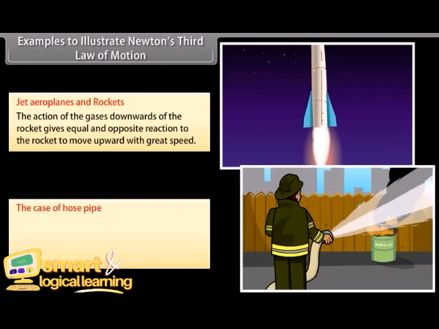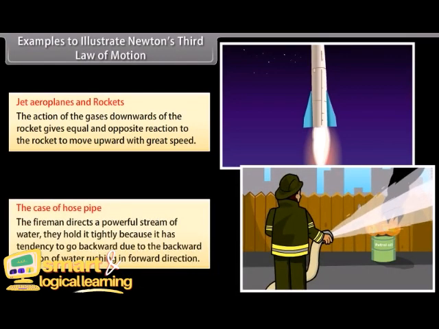The case of a hose pipe. The fireman directs a powerful stream of water. They hold it tightly because it has a tendency to go backward due to the backward reaction of water rushing in the forward direction.